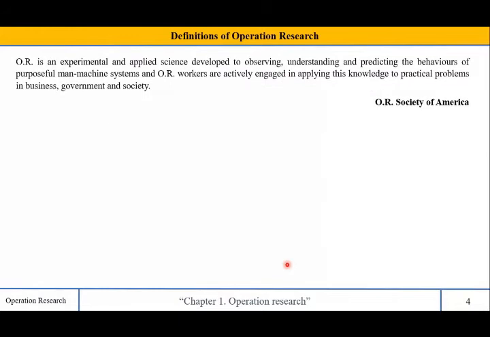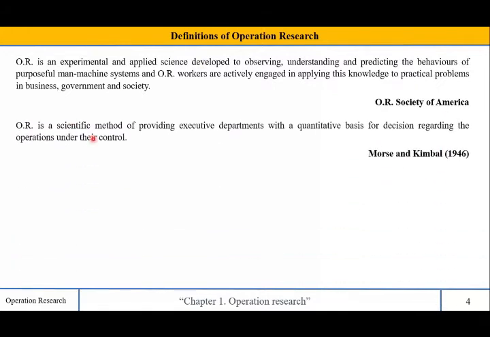Now the definitions of operational research. OR is an experimental and applied science developed for observing, understanding and predicting the behavior of purposeful man-machine systems. So what is it? It is an experimental and applied science, so you have to apply it at a certain point. It is not a research science. It is an applied science. So it develops observing, understanding and predicting a certain behavior of man and machine systems. OR workers are actively engaged in applying this knowledge to practical problems in business, governments and society, by the OR Society of America.